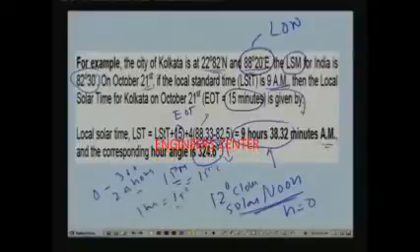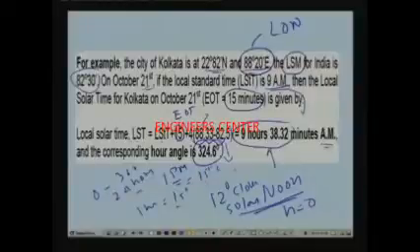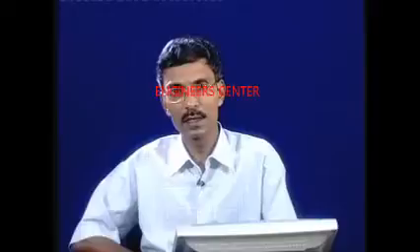If you start with noon at 0, then the afternoon hours will be, let us say, 3 p.m. means 45 degrees, 4 p.m. means 60 degrees, like that. And in the mornings, for example 9 am means 3 hours before solar noon, that means it is 360 minus 45, that is 315 degrees. Now, the local solar time in this example is 9 hours 38.32 minutes, so the hour angle is 324.6 degrees. That is how you can calculate the hour angle.